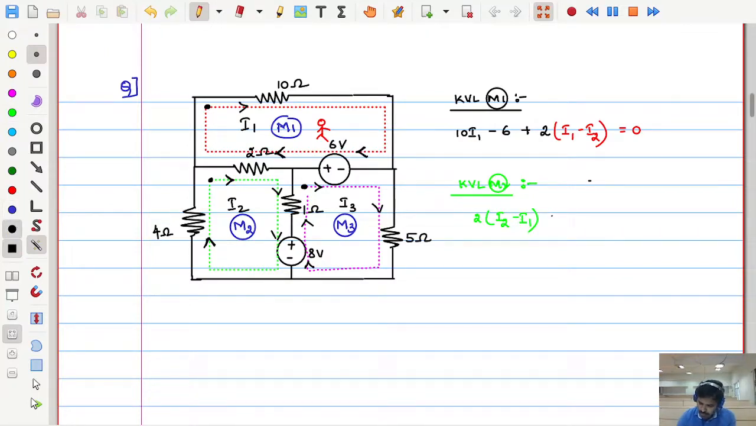So next is plus 1 into (I2 minus I3). The 1 ohm is common for you and your friend, and you are dominating in your area, so we make this I2 minus I3. Plus 8, plus 4 into I2 is equal to 0. So next, KVL for mesh 3.